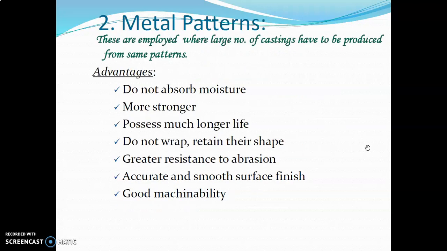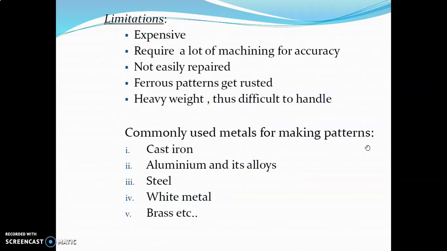Now come to the second one, metal. The advantage is that it does not absorb moisture. It is stronger and possesses a much longer life. It retains its shape. So this is actually a comparison with the wood. Great resistance to abrasion, accurate and smooth surface finish, good machinability. These are great advantages of the metal pattern, but of course there are some limitations.